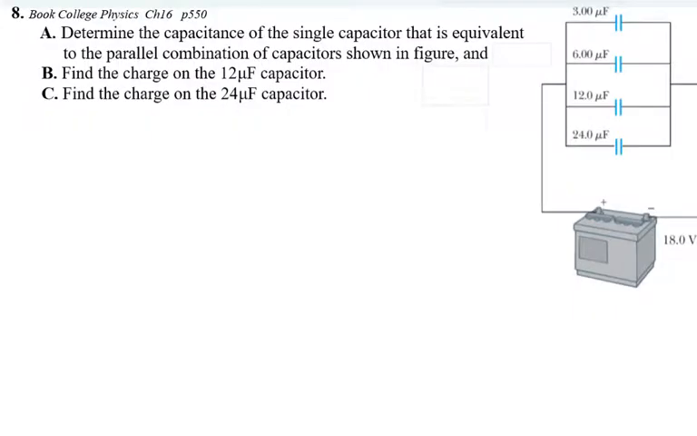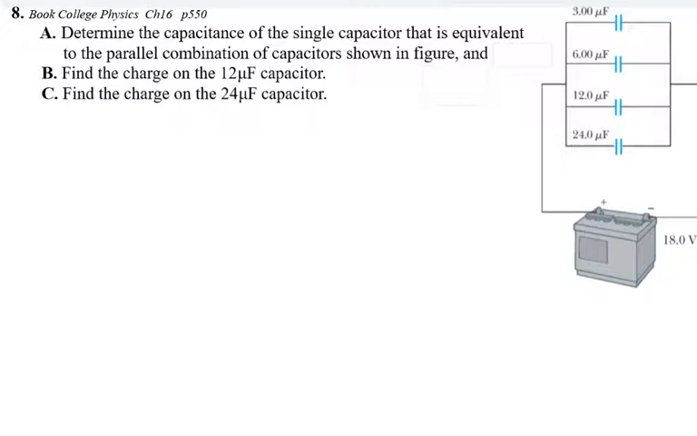So here's the first question we're going to look at, and in this case we have 3 microfarad connected parallel to 6 microfarad connected parallel to 12 microfarad and 24 microfarad capacitors. And we need to determine the total capacitance, or the equivalent capacitance of all the capacitors. And then we want to find the charge on the 12 microfarad capacitor and the charge on the 24 microfarad capacitor. So at first I'm going to do the total capacitance.